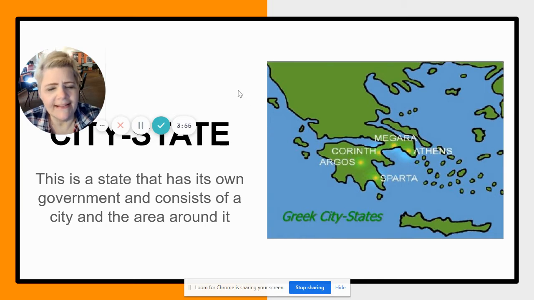A city-state. Okay, a city-state is basically a country within a city or within the empire that has self-rule. For example, in modern times, we have the Vatican, which is actually a country within a city within a country. Okay, the Vatican is inside the city of Rome, and Rome is inside the country of Italy. And so that is a good example of what a city-state is. Basically a city that governs itself inside of an empire or nation.